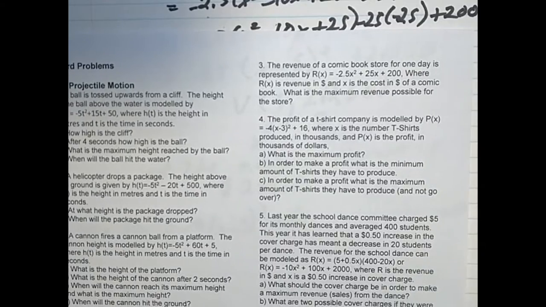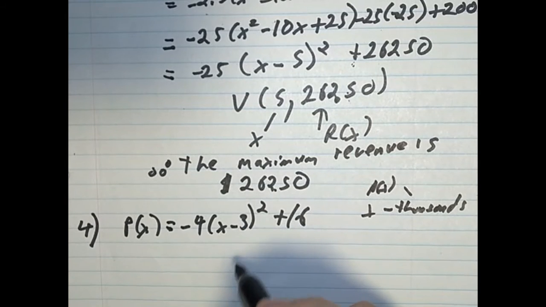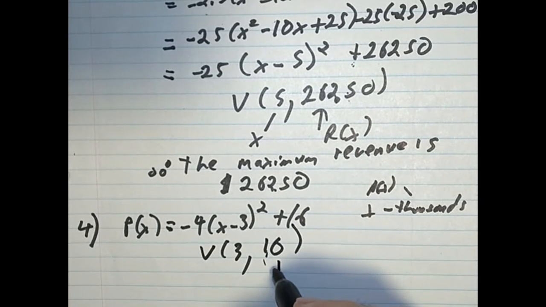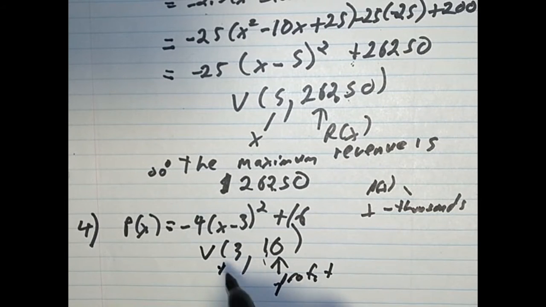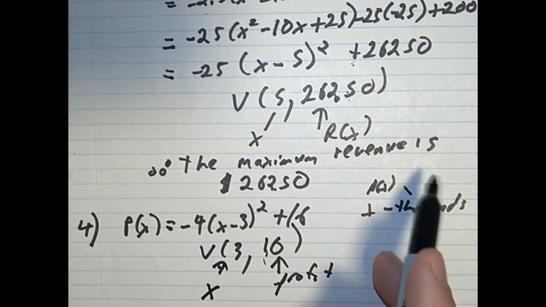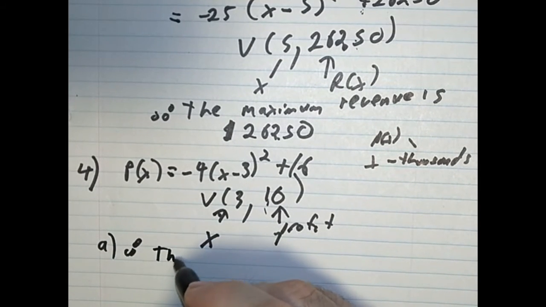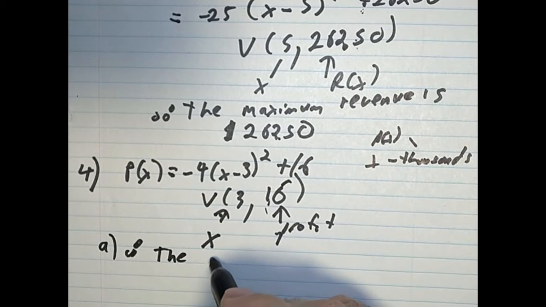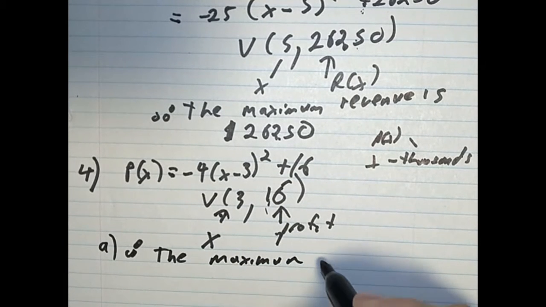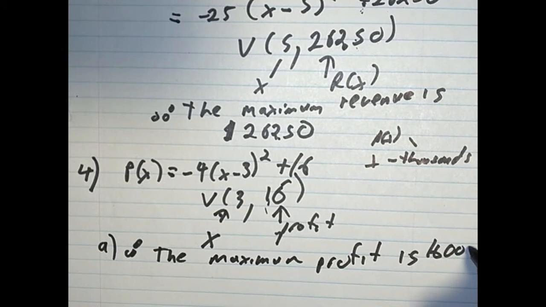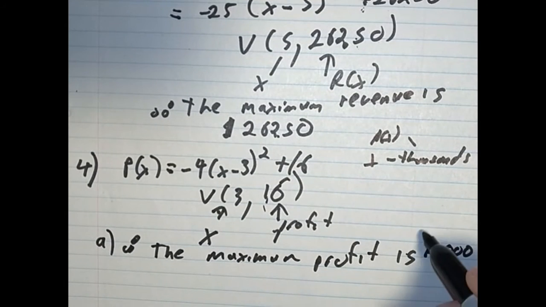First question says just what is the maximum profit? Well, it's already in vertex form. I don't have to do anything. My vertex is (3, 16). This is the profit right here, and this is the t-shirts here. Remember, this x is the t-shirts, and it's in thousands, so therefore, for A, the maximum profit is 16,000. So we add 1, 2, 3 zeros. And probably in dollars. I don't think I've added that.